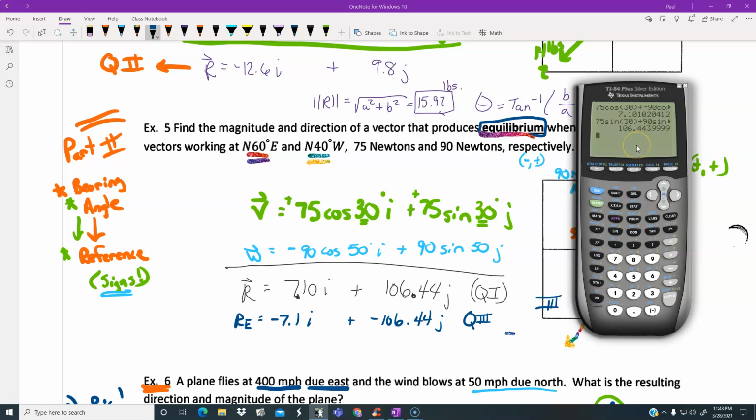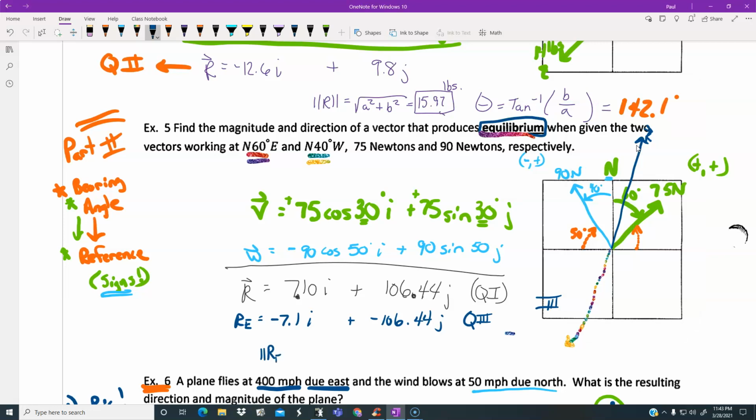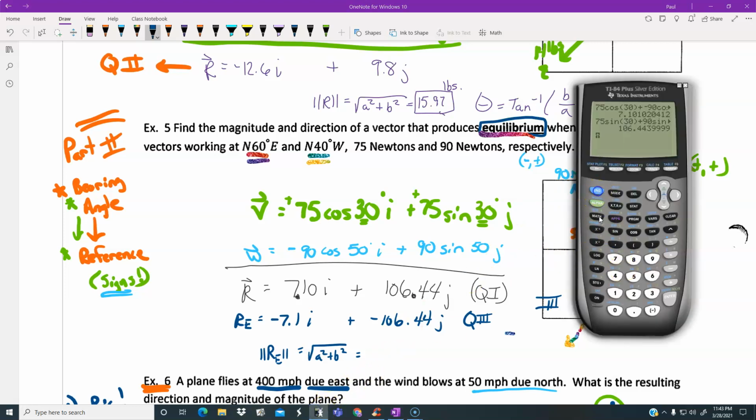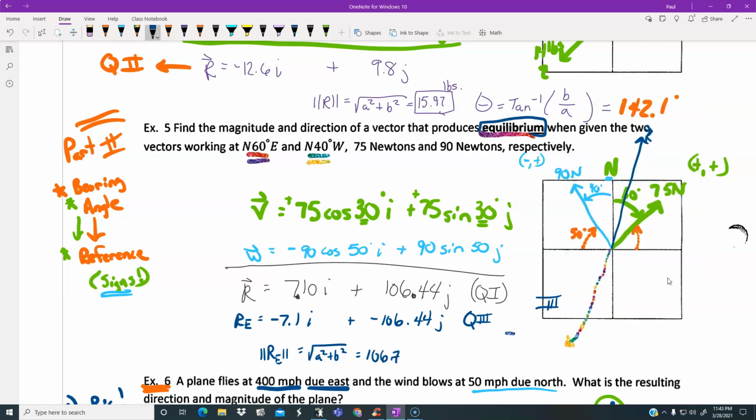You would still calculate the magnitude of the resultant equilibrium force as the square root of a squared plus b squared. It still turns out to be exactly the same because it's the same size force. It's causing it to cancel out. So we would take the square root of alpha a squared plus alpha b squared and get a resultant vector magnitude of 106.7. That's what this is going to be. 106.7 newtons is what it is. Okay? That's your resultant equilibrium force.